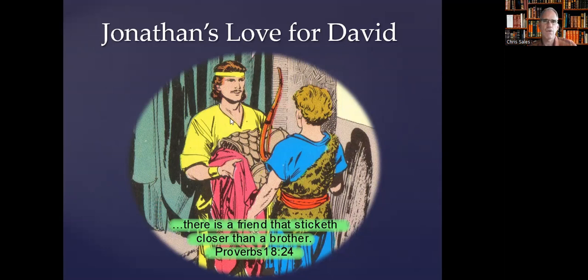Now, we don't know for sure what they looked like. Here we have a picture on the screen of Jonathan giving over to David all his clothes, anything that was representative of power, prestige, his arm, his sword, and his bow. And we know at this time that Jonathan was a leader in Saul's army. So there's quite an age gap here.